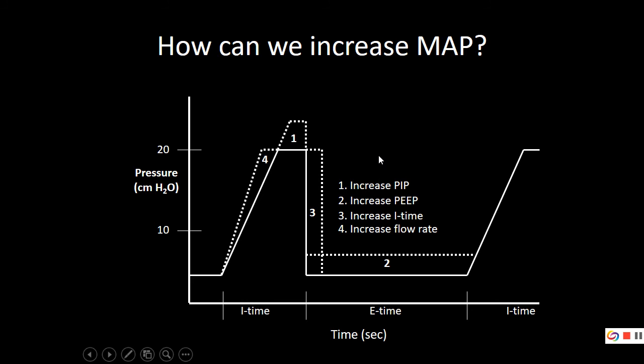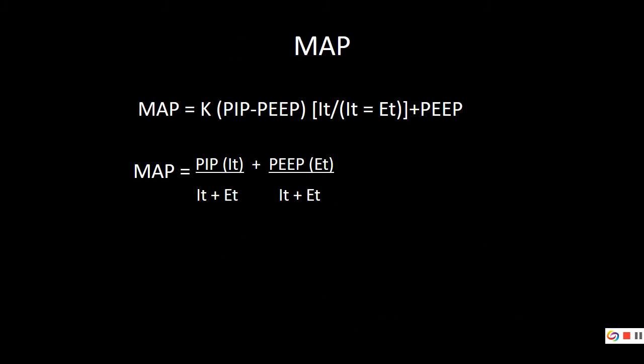And one thing I didn't show on this slide is there's a fifth way you can increase mean airway pressure, and that is if you gave more breaths per unit time. So instead of, let's say our unit time is from here to here, instead of giving one breath, we gave 2. Okay? So those are the different ways you can increase the mean airway pressure. Very important concepts.